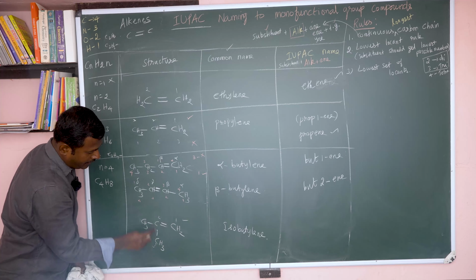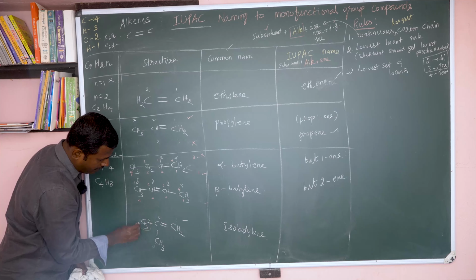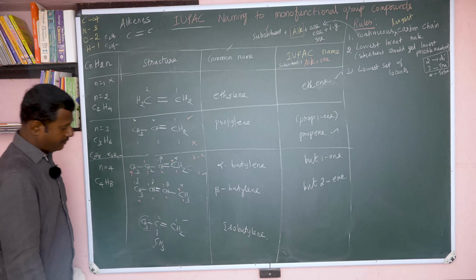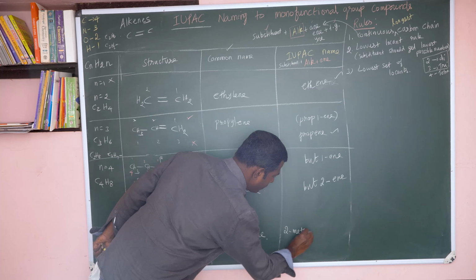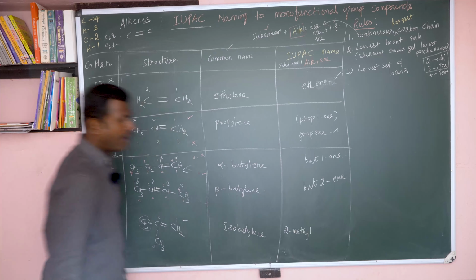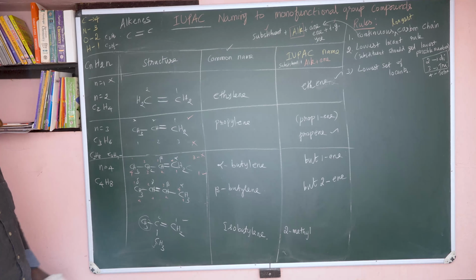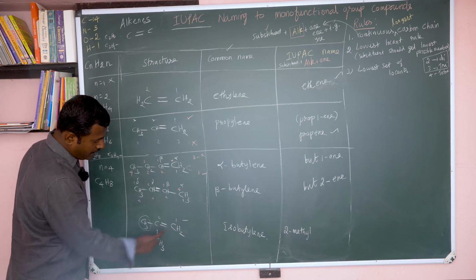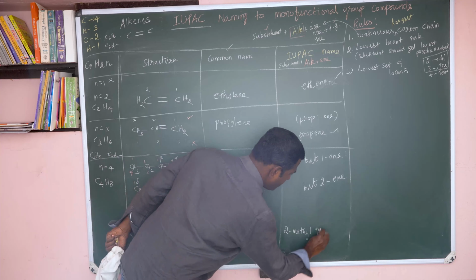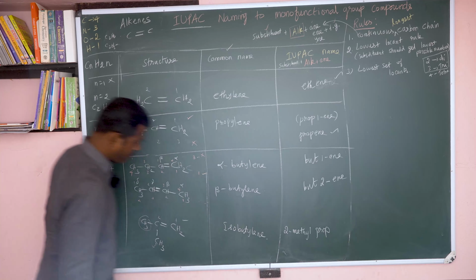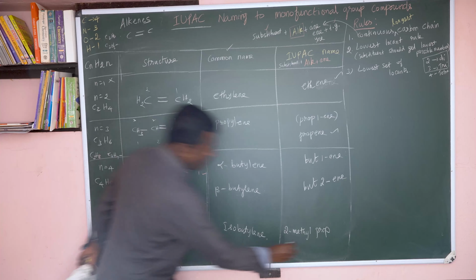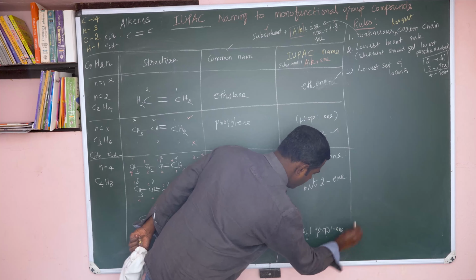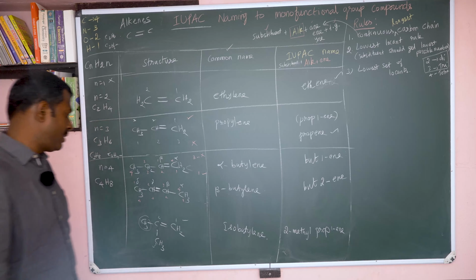So 1, 2, 3. In the second carbon, one methyl group is attached. So 2-methyl. Remaining 3 carbons, so the root word is prop. The double bond is between first and second, so 1-ene. 2-methylprop-1-ene.